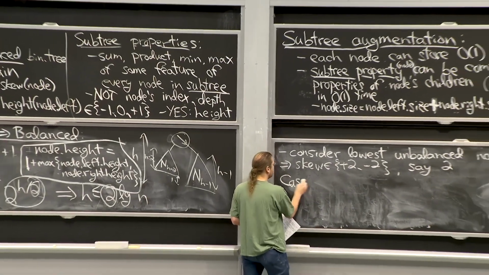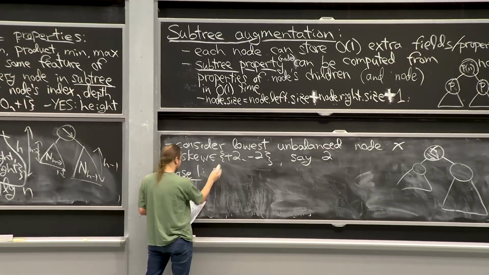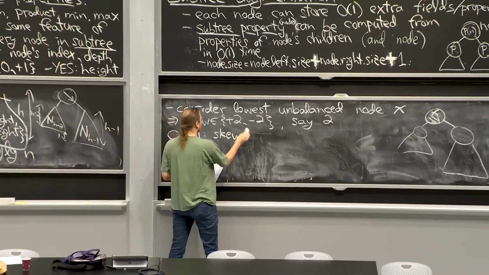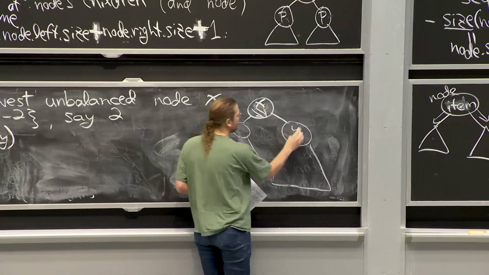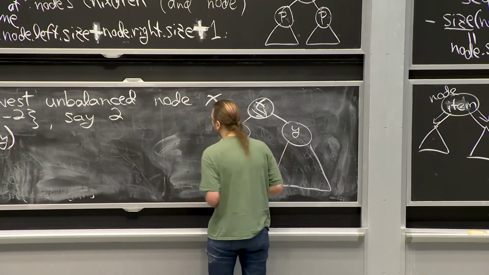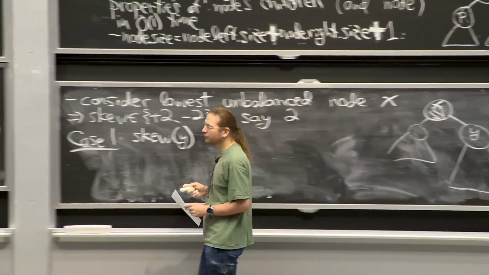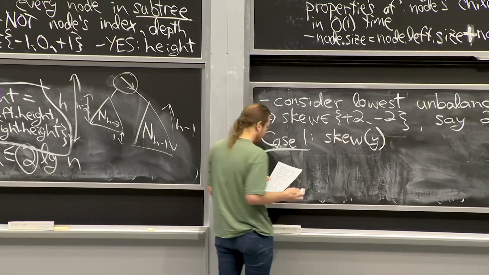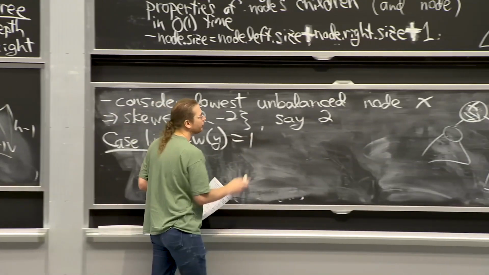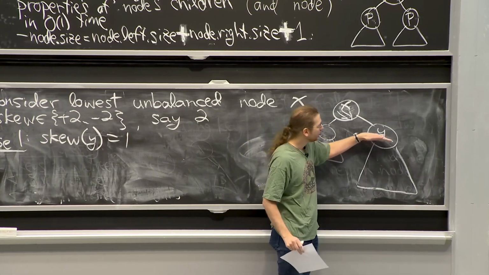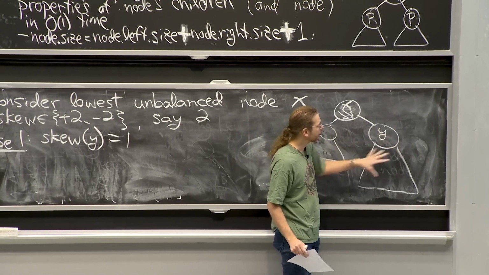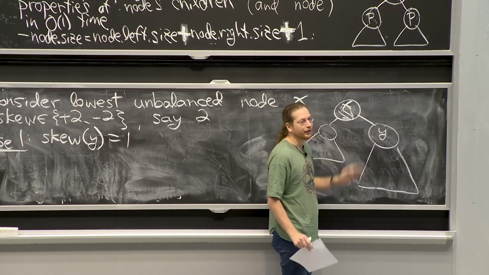So case 1 is that skew of y. What is y? I want y to be the right child of x. Because we have positive skew, we know there is a right child. Now, because this was the lowest bad node, we know that y is actually good. It's either right heavy, or even, where the two subtrees have the same height, or left heavy.